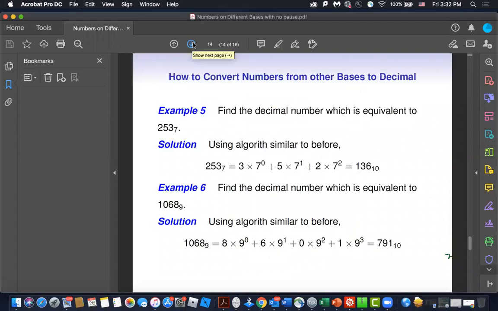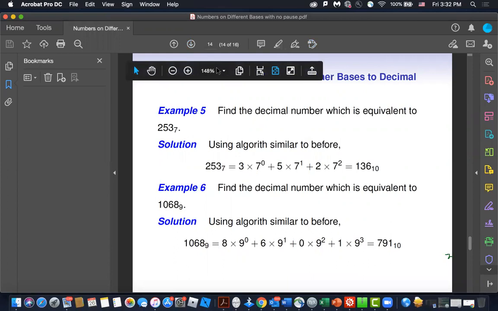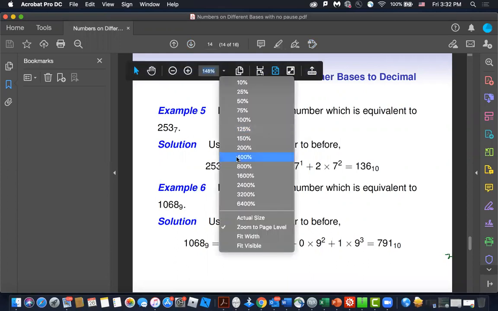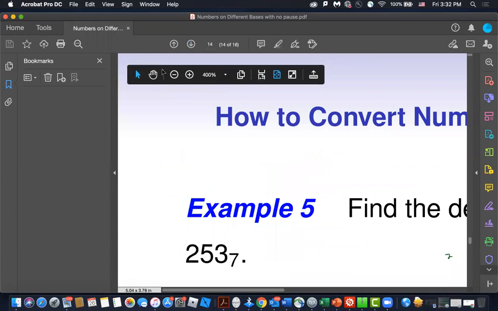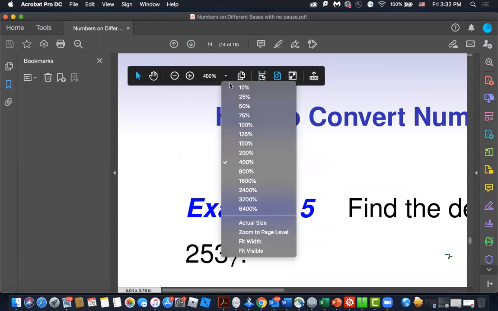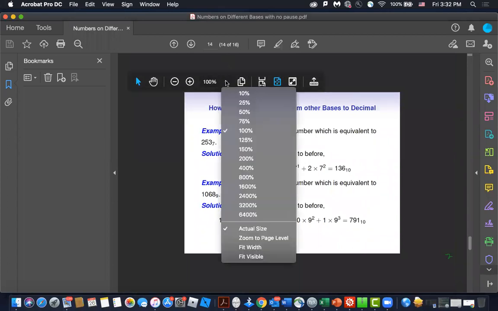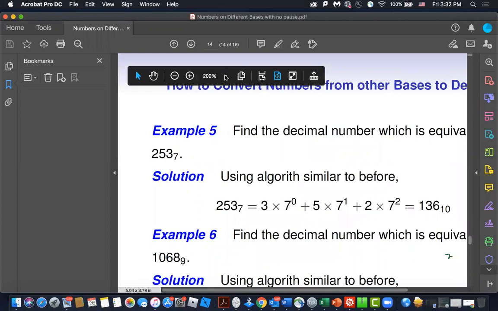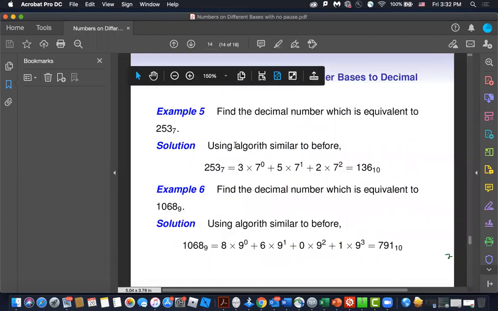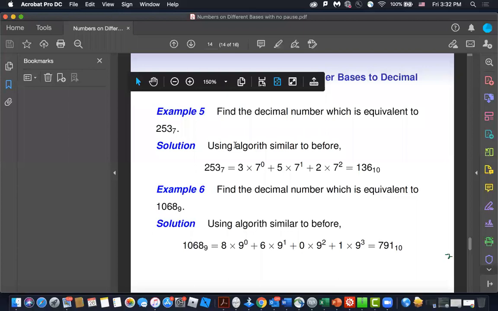So far, we have talked about binary numbers a lot. We have spent most of our time talking about binary numbers. For some reason I changed the zoom, and okay, now it looks normal to me. Right?